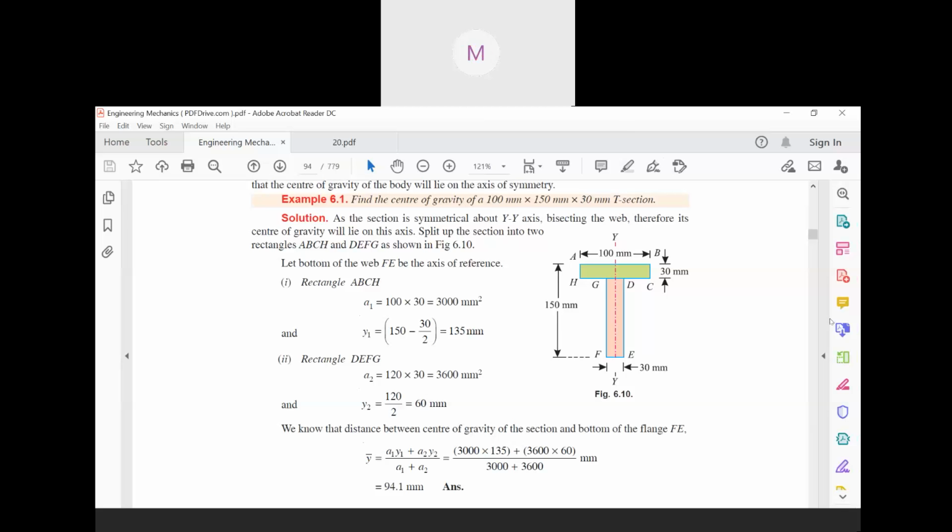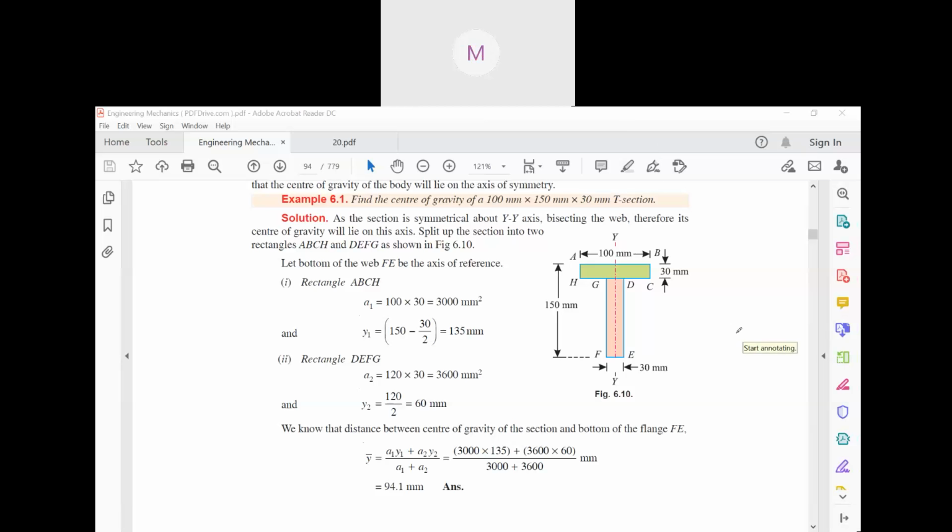So now what we'll do, look at this figure first of all. So this is a T, right? Now your main first work is to find out which axis it is symmetrical against. Now, do you know what a symmetrical figure is? Any idea? No idea what a symmetrical figure is?